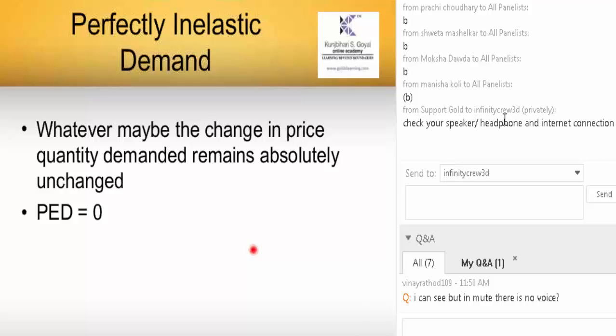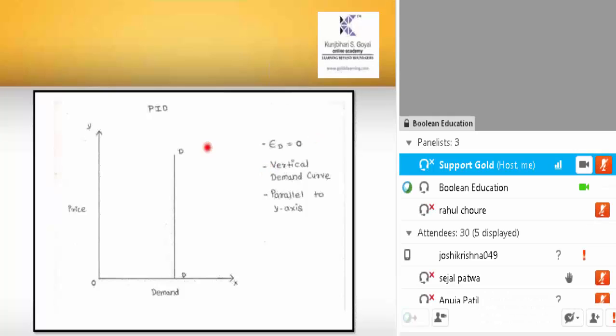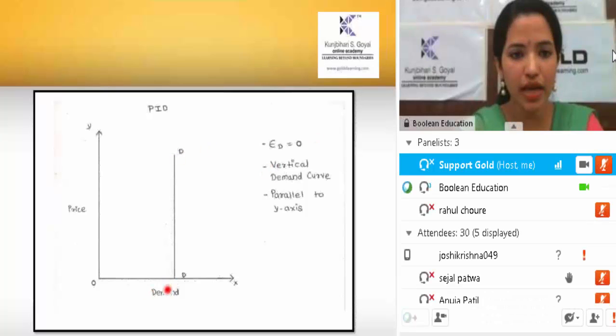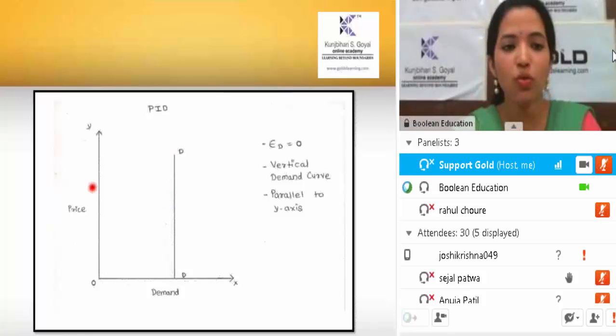Right? So, let's see the diagram for this. Okay. Let's see the diagram. Again, price is the independent variable, hence it is on the y-axis, and quantity demanded is the dependent variable, hence it is on the x-axis. Now here, can you see we have this demand curve. BD is your demand curve, which is a vertical straight line parallel to the y-axis.